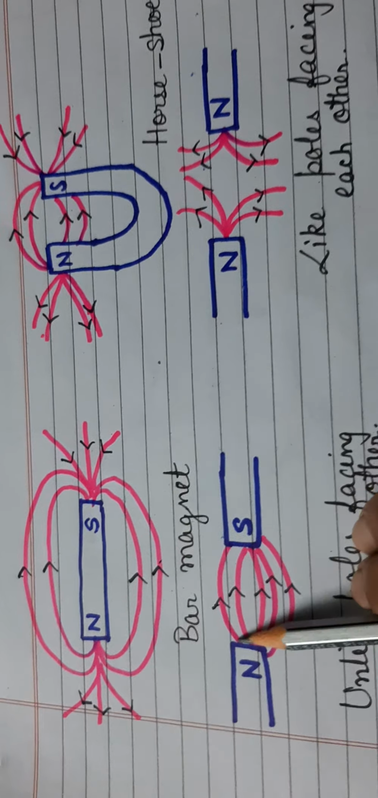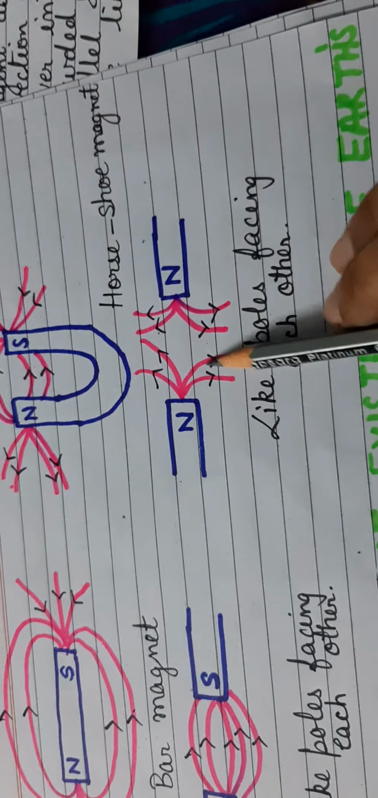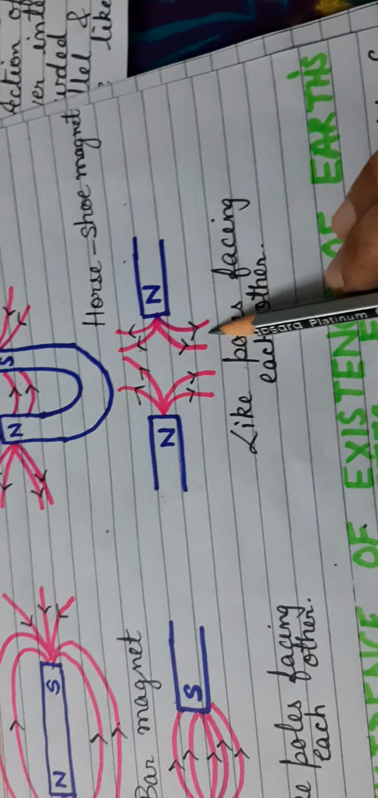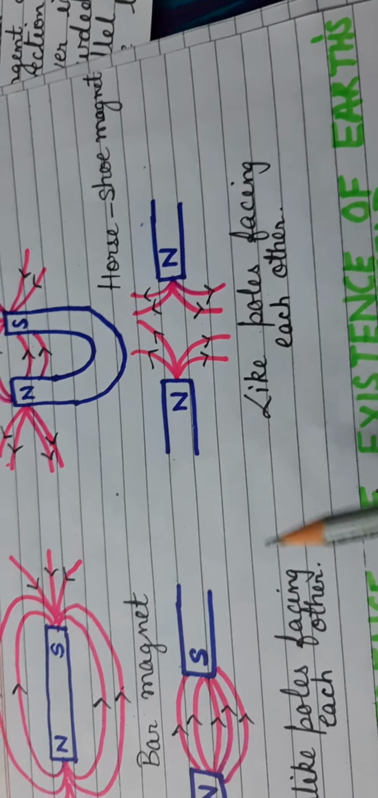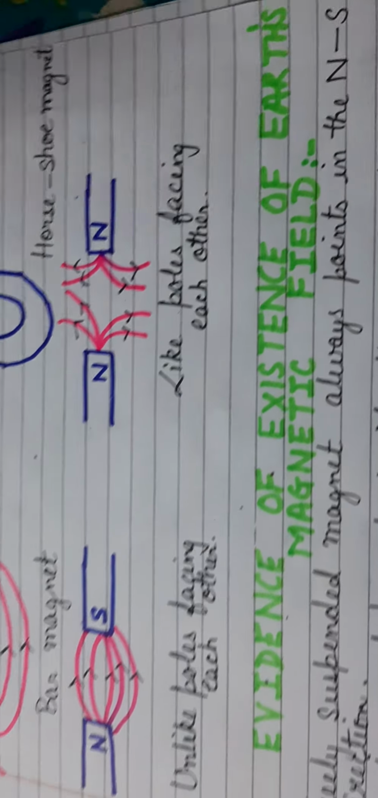Now here you can see, because the unlike poles attract, you will get magnetic field lines in this manner, and because like poles repel, you can see that it shows repulsion, right? So these are the diagrams which you should know. Okay, fine. I hope you've understood it.